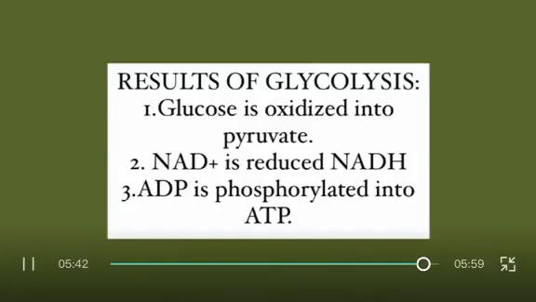The overall process of glycolysis results in the following events. Number 1, glucose is oxidized into pyruvate. Number 2, NAD plus is reduced to NADH. Number 3, ADP is phosphorylated into ATP.